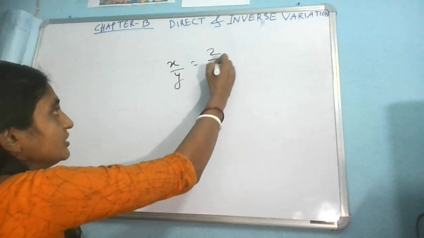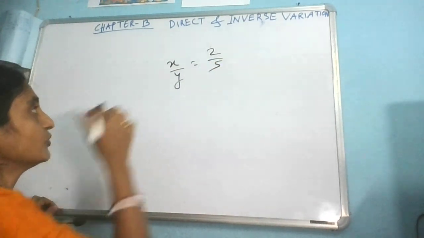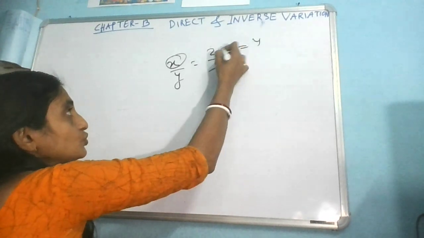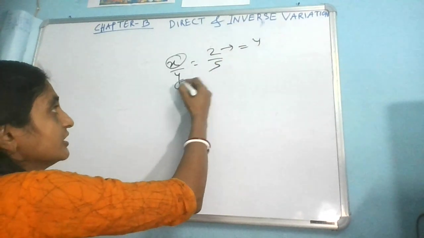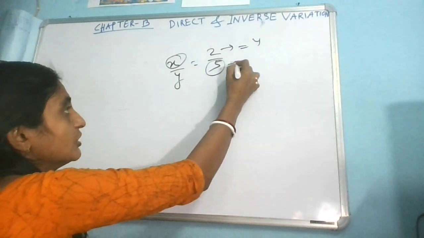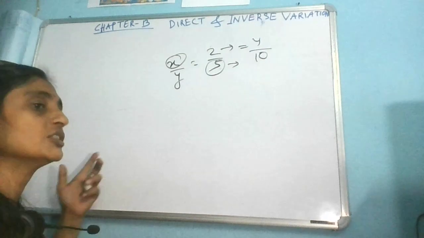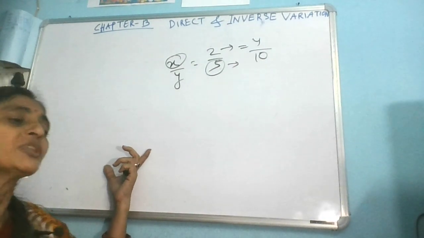In direct variation, we have taken two quantities x and y. Let it be 2 by 5 for the first case. If x is increased, let it become 4. If 2 changes to 4, then y also will change: 5 will become two times, so it will become 10. So when this happens, we understand that this is direct variation.